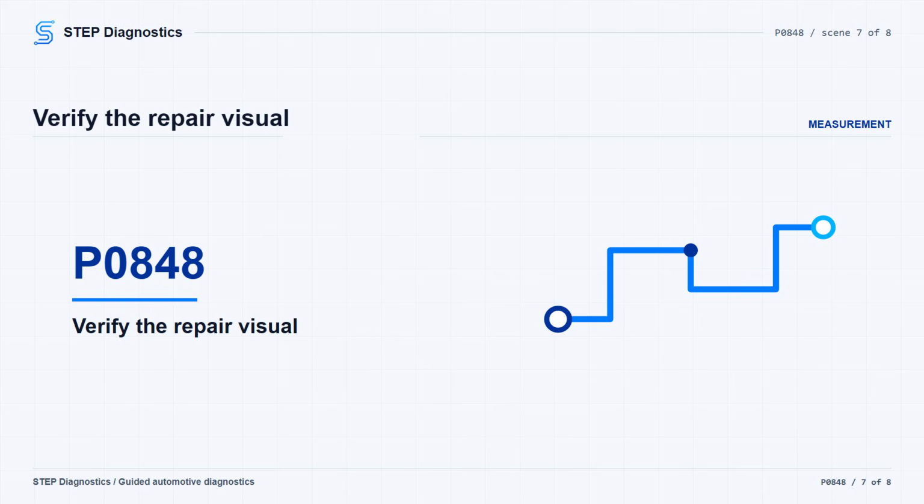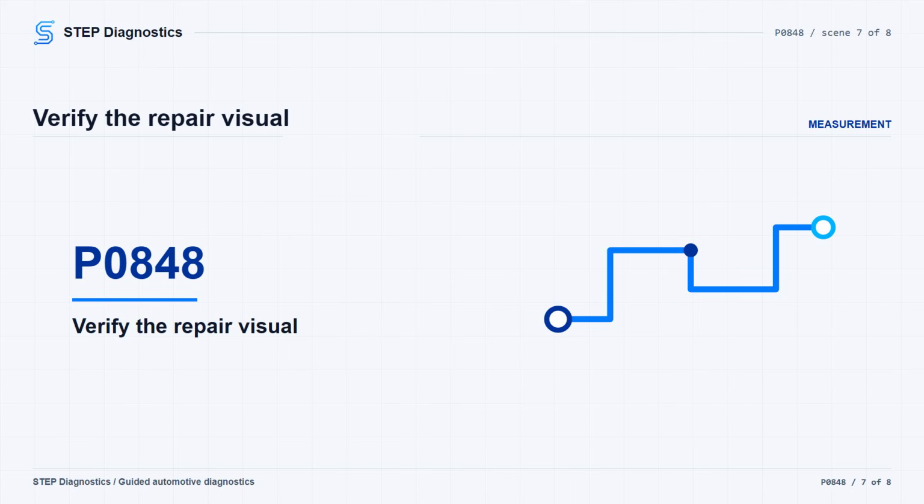If it shows passed, the P0848 troubleshooting is complete. If a known good PCM was substituted, replace the original PCM. After that, check for any other pending or confirmed codes and diagnose those separately.